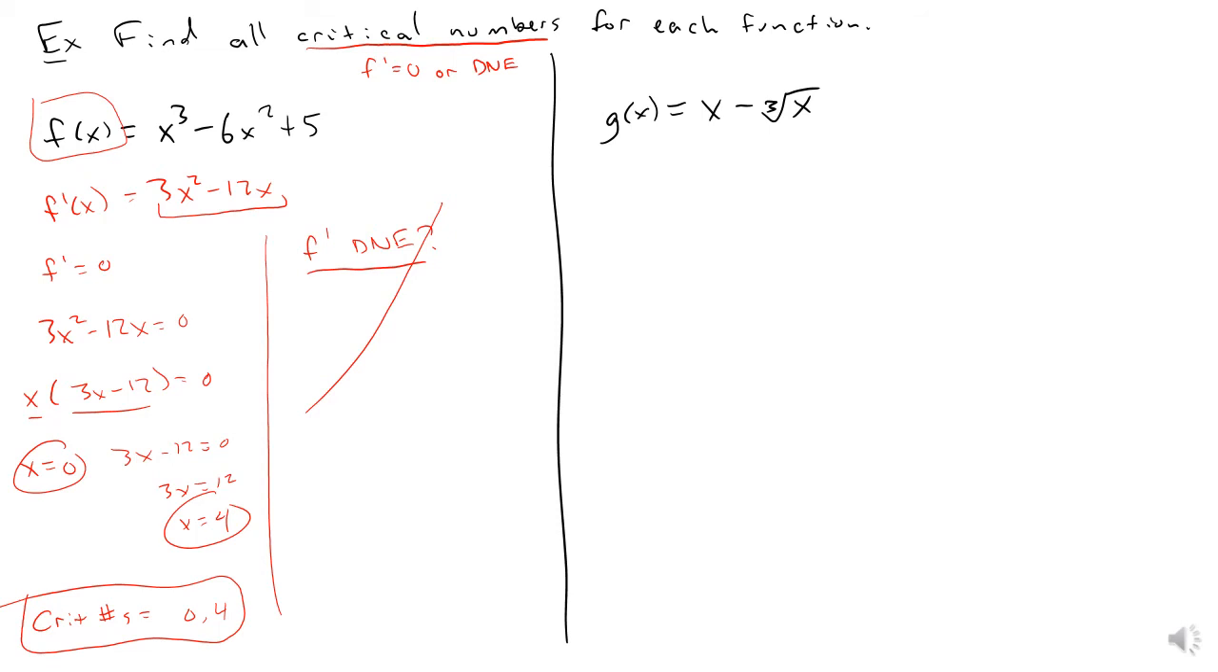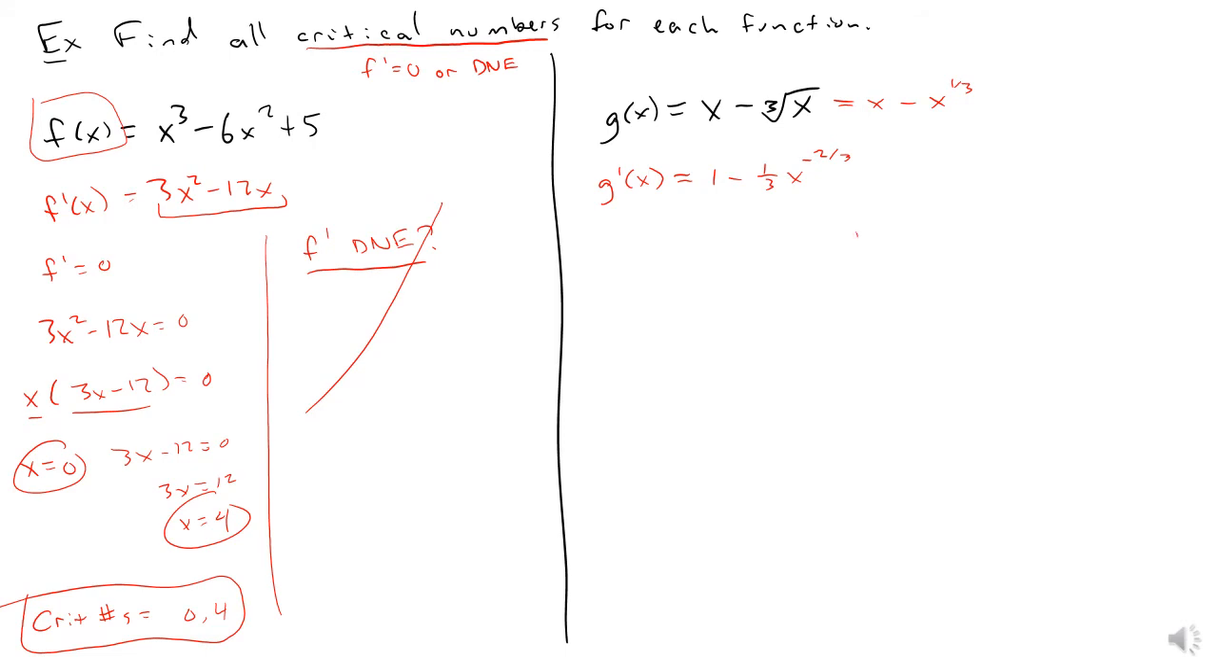This next example, g of x equals x minus the cube root of x. Same thing, we need to know, are there any places where the derivative is 0, or any places in the domain of the original function where the derivative does not exist. So the first step will always be finding the derivative. Before I do the derivative, I'll need to rewrite the cube root of x as x to the 1/3. So now again, this is a pretty straightforward power rule derivative. I have 1 minus 1/3 x to the negative 2/3.